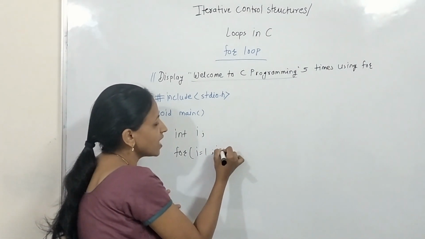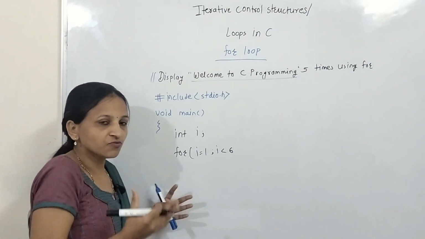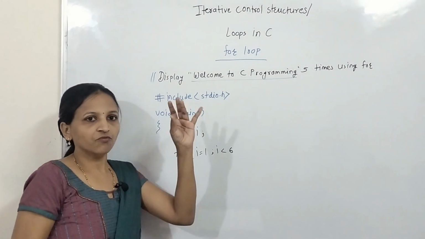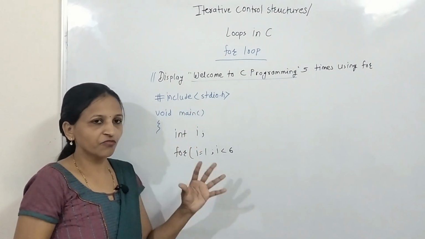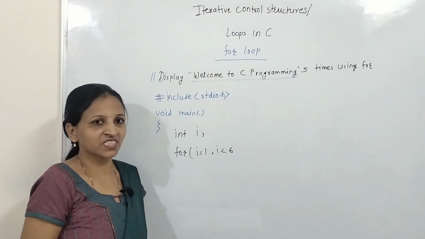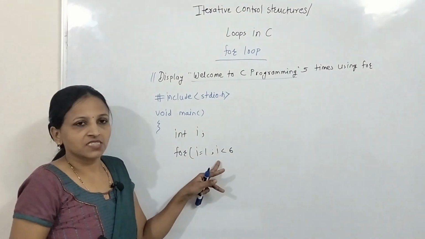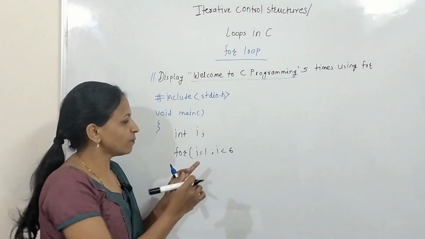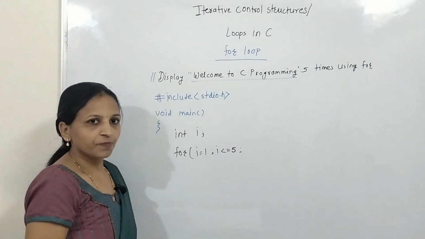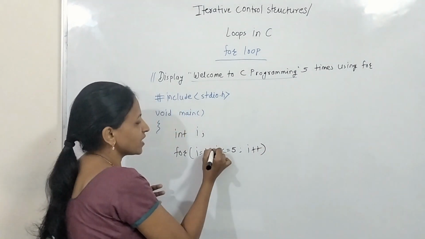Then, till i is less than 6 we have to repeat that task, because when i is 1 it will display welcome, then 2 display welcome, 3, 4, 5. Up to 5 we have to display welcome, then we will get the welcome to C programming message displayed 5 number of times. Up to less than 6 means 1 to 5, or you can place here less than or equal to 5; both are the same. Now every time I have to increment the value of i.